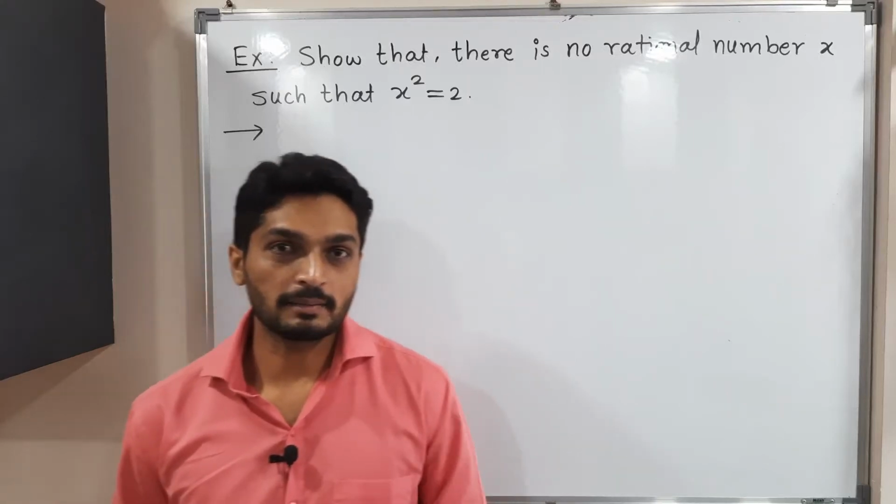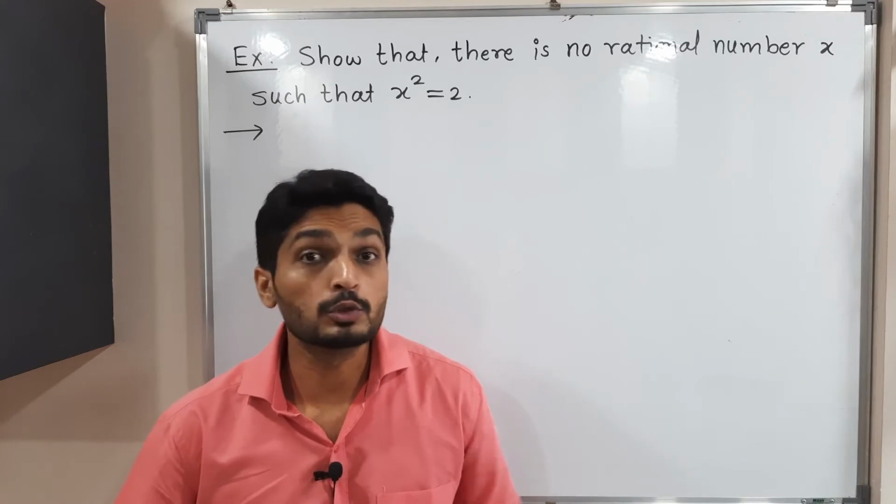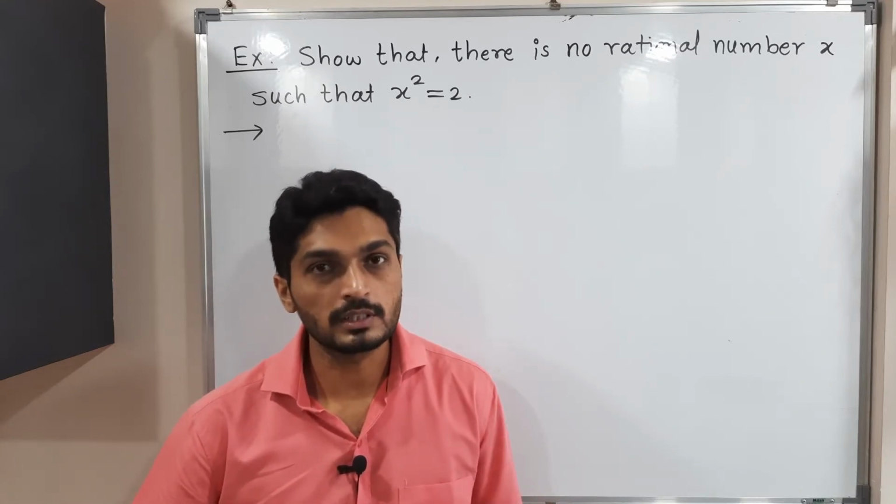Let us discuss this example. Okay, see, in this example, we have to prove there is no rational number whose square is 2. Getting? So, this thing we have to prove.